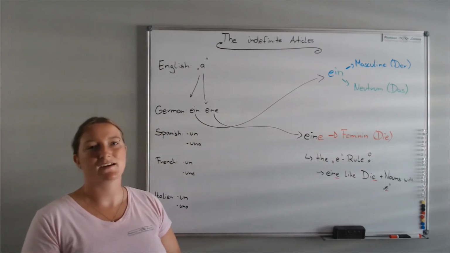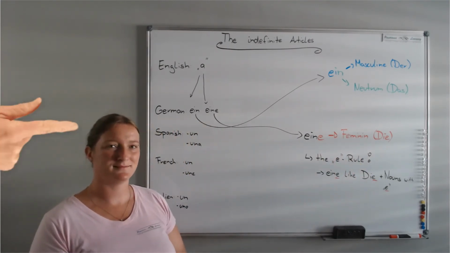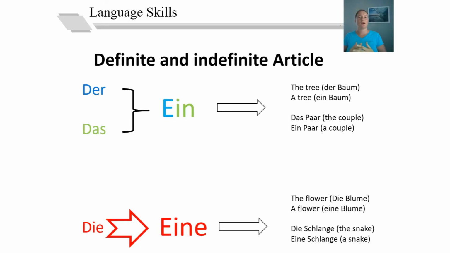Let's do some exercise about this topic. Okay, another quick overview for you of what we already talked about at the whiteboard, the difference between the definite article and the indefinite article in the German language. We said definite articles in the German language are der, das and die. And the indefinite article, which is a in the English language, is in German ein and eine.